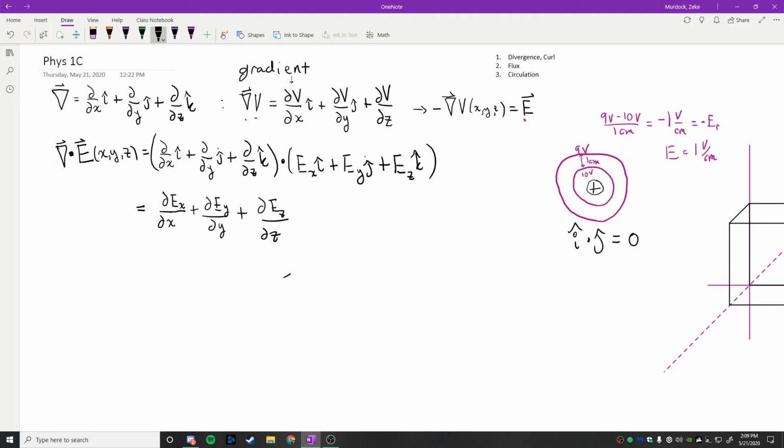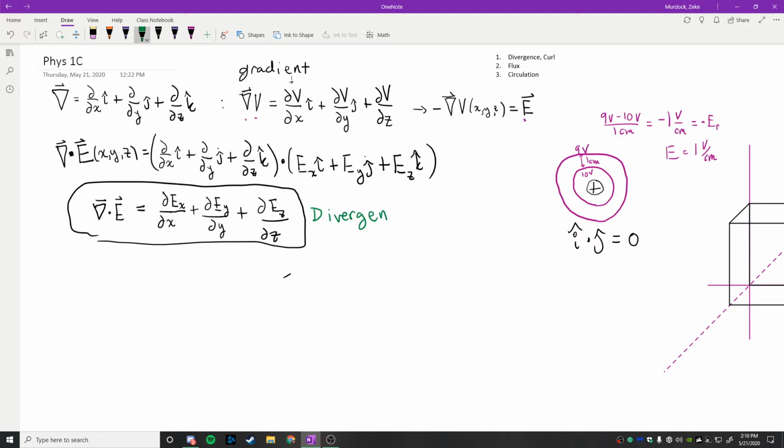Alright, so this is the divergence of the vector field then. Okay, so the name of this operation here, we call this operation, that's called divergence of the field. Now, what divergence represents is effectively, I mean, this is the way that I think about it. It's kind of like flux. It's like flux per unit volume, actually.